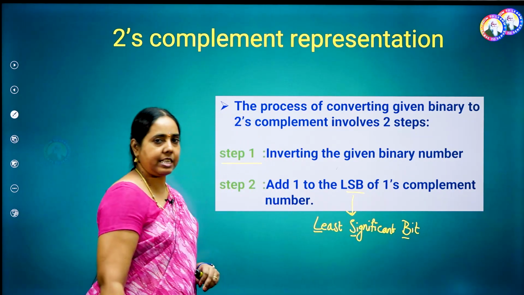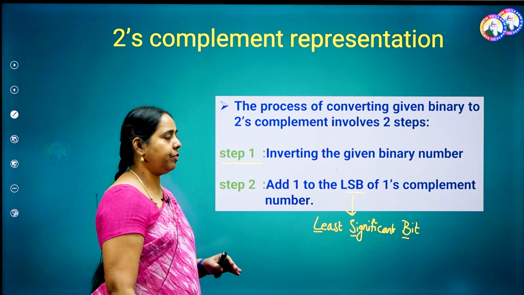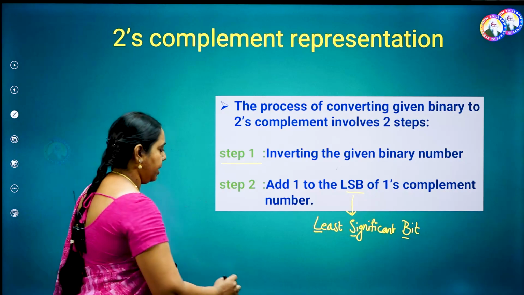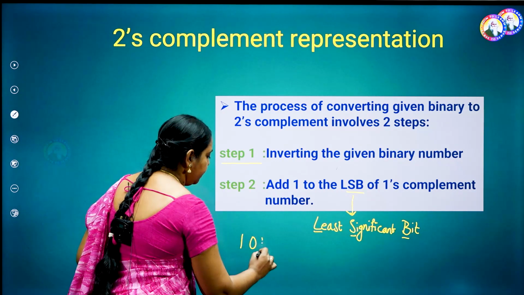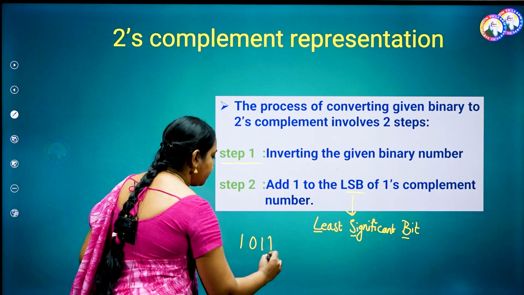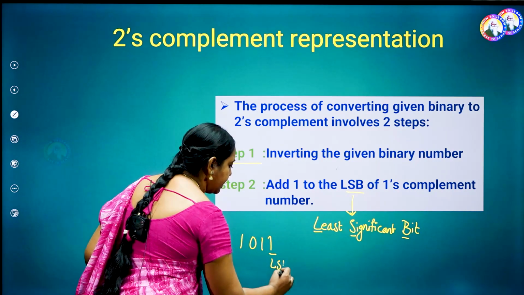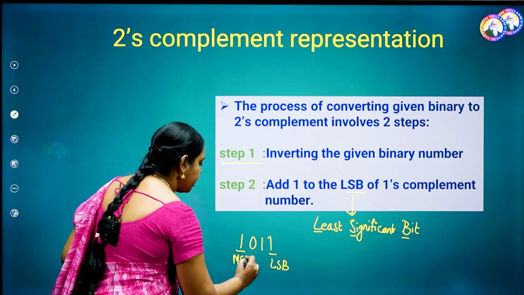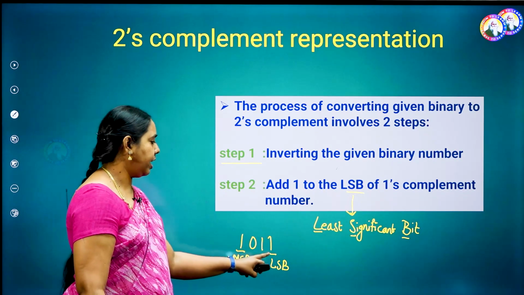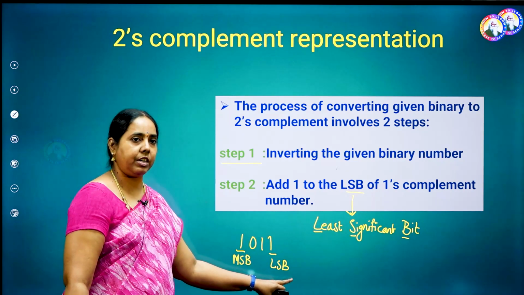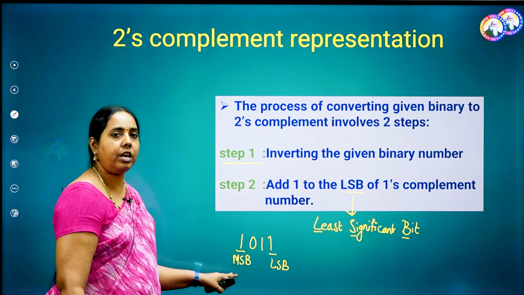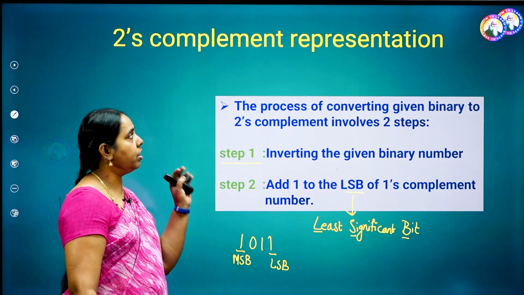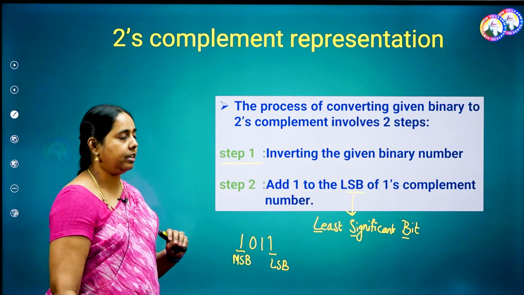LSB, least significant bit. For any binary number, you will have an MSB and an LSB. Suppose this is the number 1011. This one is called the LSB, the least significant bit, and this is the MSB, the most significant bit. So the rightmost bit is the least significant bit, and the leftmost bit is the most significant bit.